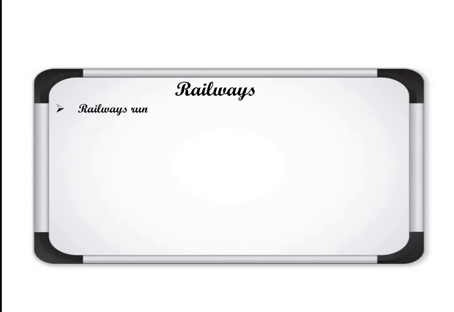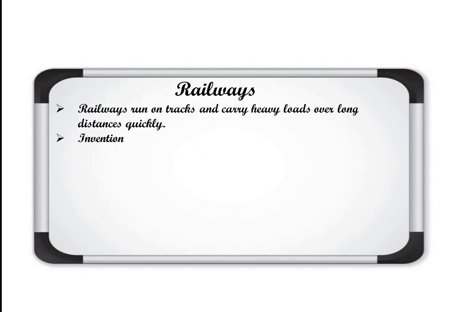Then railways. Railways run on tracks and carry heavy loads over long distances quickly. We know that the railways, we cannot say it as roadways. It is land transport, but we cannot take it in road transport. Okay, so railways run on the tracks and they carry heavy goods, heavy loads over long distances quickly and comfortably. The journey by railway is really comfortable for people also. We can travel even during the night easily, comfortably in the trains.